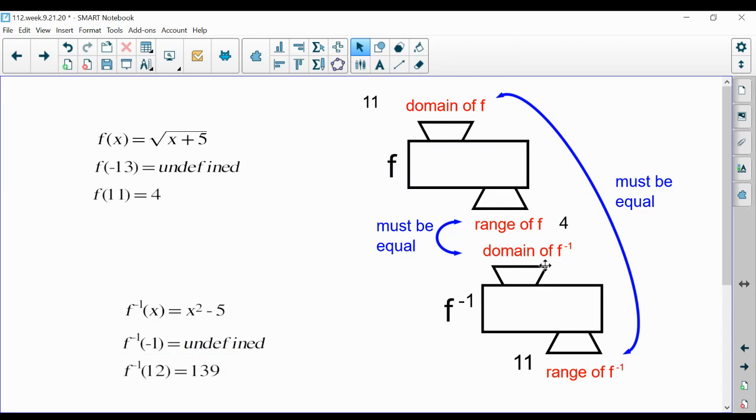F of 12, for example, 12 is a possible range value for f, so it can be a domain for f inverse. 12 will go in here. 12 squared is 144, minus 5 gives you 139. And if you plug in 139 into here, you would eventually get 12.